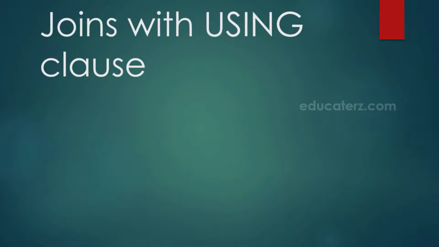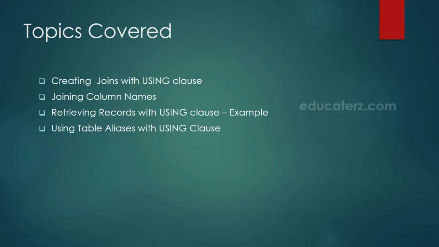The last class we have seen joins with natural joins. In this class we will see joins with using clause. Topics covered: creating joins with using clause, joining column names, retrieving records with using clause, example, using table aliases with using clause.